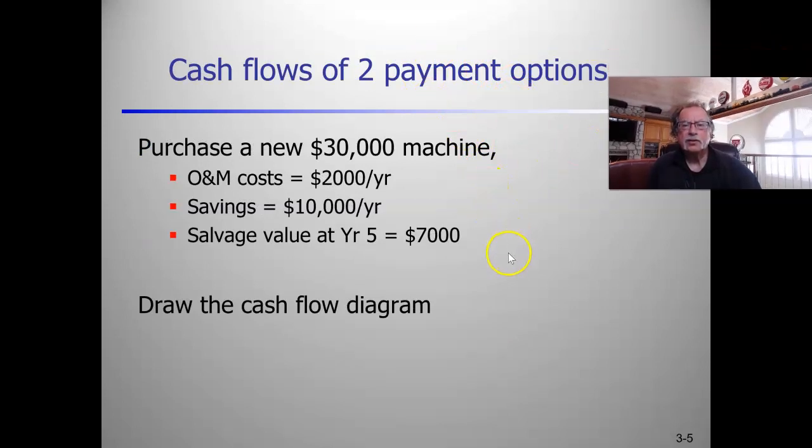Okay, let's look at two payment options. One is we're going to purchase a new machine for $30,000, and it's going to have O&M. O&M is operating and maintenance costs of $2,000 a year and savings of $10,000 a year. And at the end of the 5th year, we're going to be able to dispose of it for $7,000. So that's what a salvage value is.